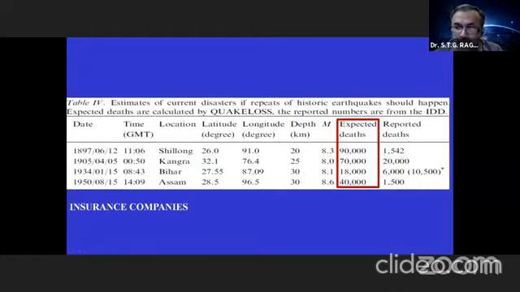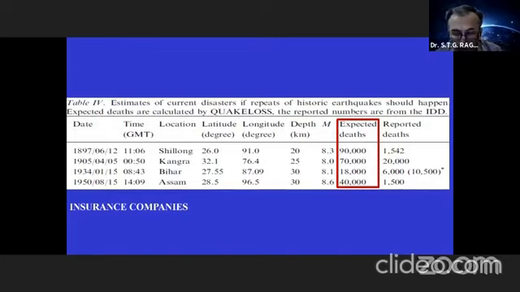These insurance companies say that if this earthquake occurs today, how many deaths can be expected? They say the expected deaths are around 90,000. Now, in the Kangra earthquake, 20,000 people died. If this earthquake occurs now in Himachal Pradesh, they say the expected deaths are around 70,000, which is very huge.